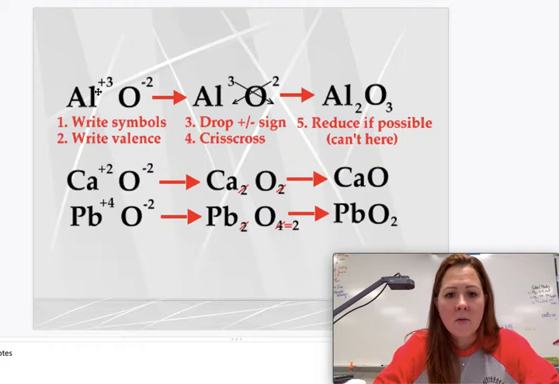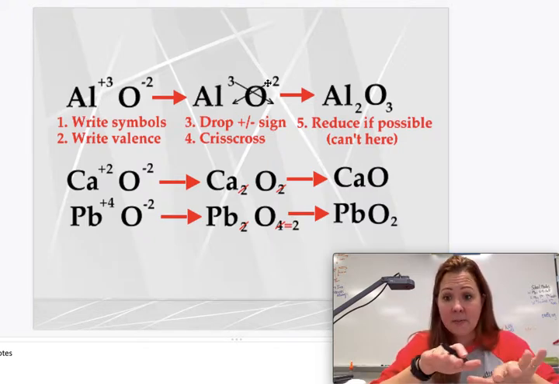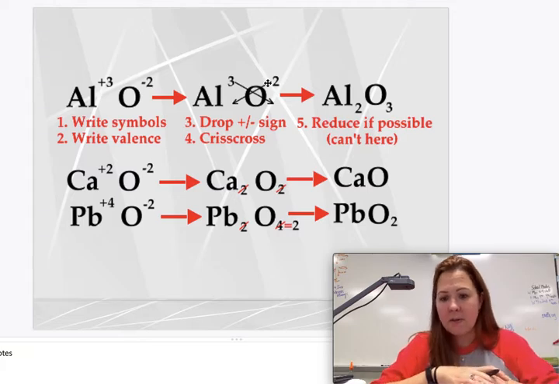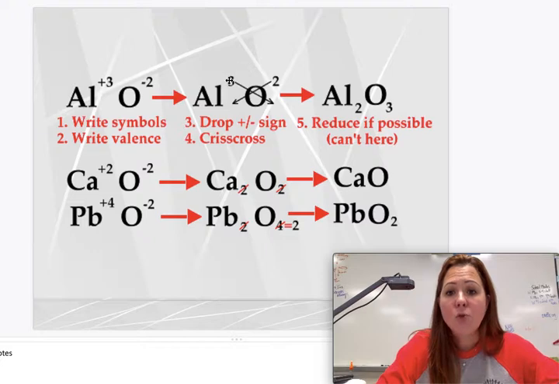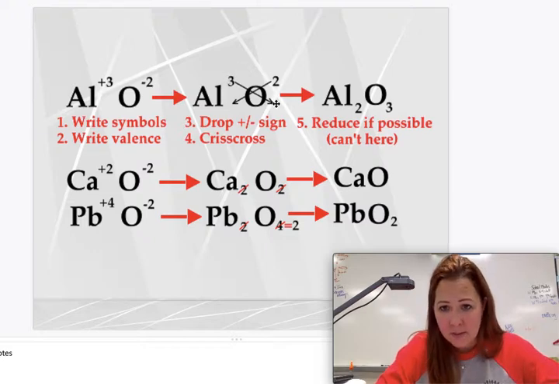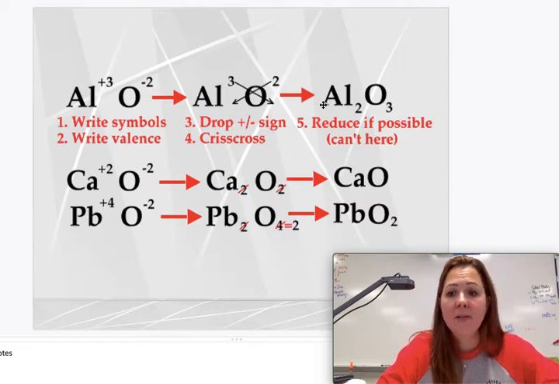You have Al with a +3 charge, O with a -2. That looks very similar to the sulfur one that we just did. So when we swap and drop, the plus and the minus disappear because they're not going to drop down to the basement anyway. So you get rid of the positive, you get rid of the negative, and you swap it and drop it to the bottom. 2, swap it and drop it to the bottom. So then your formula is Al2O3.